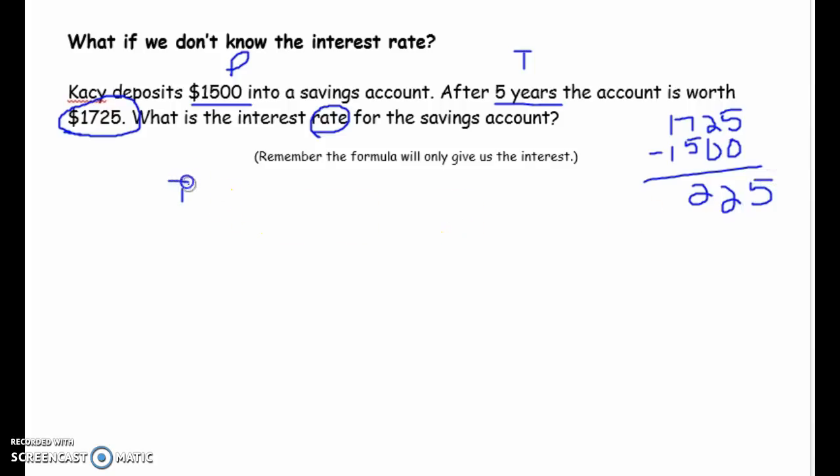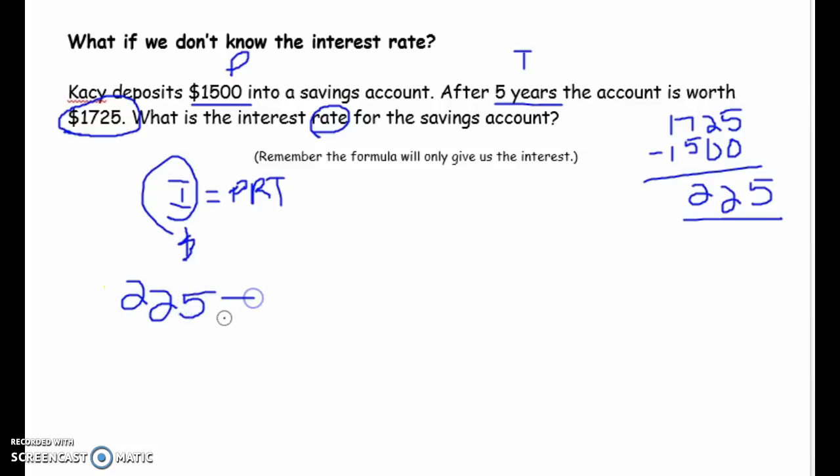So let's start with our formula again. I equals P R T. Every time you see the word interest, you're going to start with this equation. By the way, it's not that much different than what we've been working with. It's just that now we know specifically what everything stands for. Remember, we know the interest in this case. It's $225. So let's start with that.